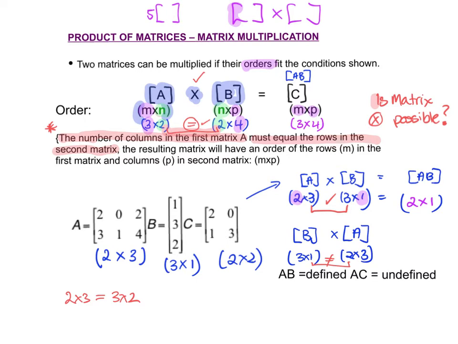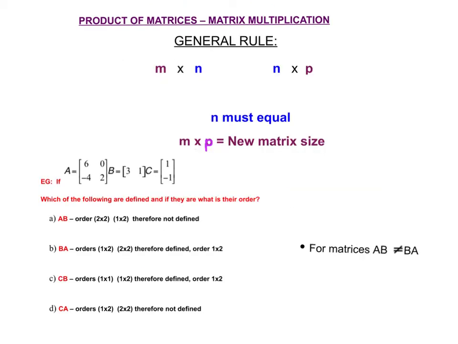So order becomes very important in terms of which one you need to put first, so be careful with that. If they can be multiplied, we'll often see the words "matrix multiplication is defined." If it's not equal, they'll say "is undefined."